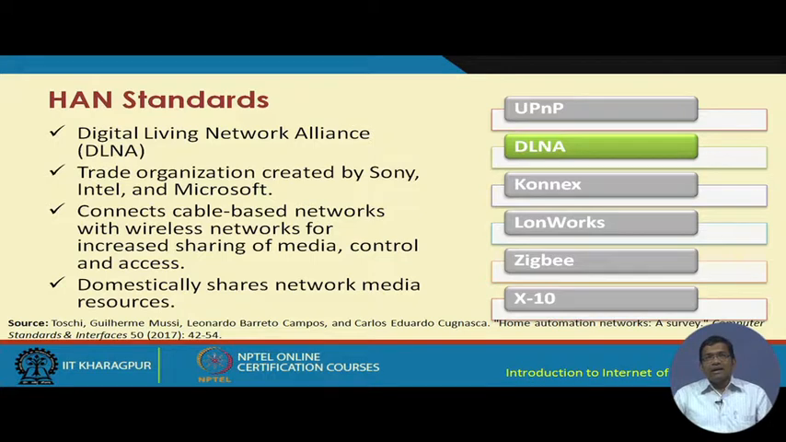Then we have the DLNA, the full form of which is Digital Living Network Alliance. It is a trade organization that is created by companies like Sony, Intel and Microsoft. It connects cable based networks with wireless networks for increased sharing of media, control and access. So, cable networks come up with a lot of media content, sharing those with the help of other wireless networks with the users. So, the DLNA basically helps in this media rich content being made available in the domestic front for use by the domestic users at home.